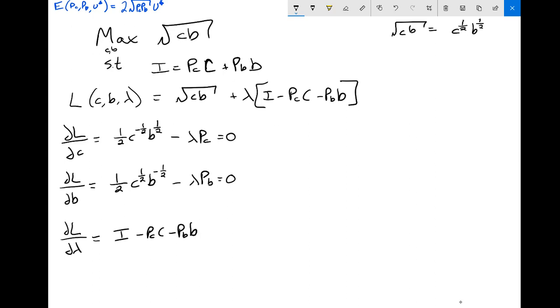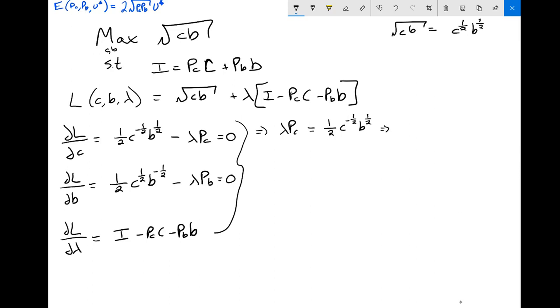Okay, then what I'm going to do is solve this in the same way that I solved the expenditure minimization problem, and that is I'm going to use the same strategy. Solve both of these for lambda. So I'll do that. So what we have here is lambda PC equals 1/2 C to the minus 1/2 B to the 1/2.